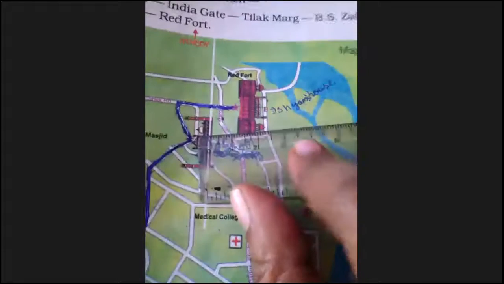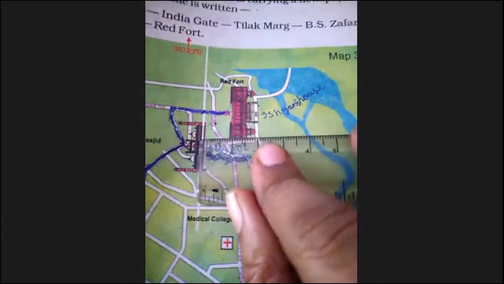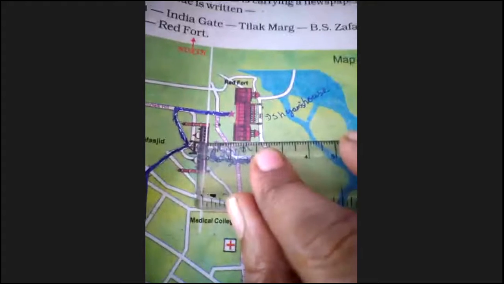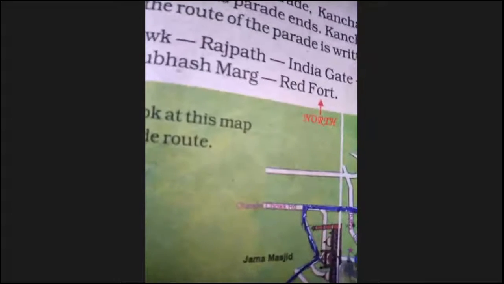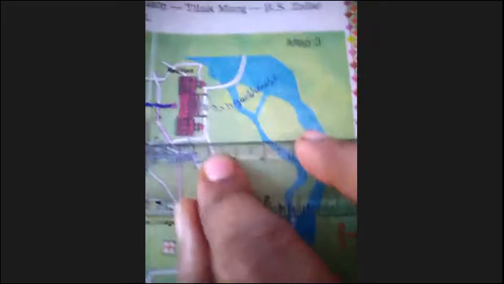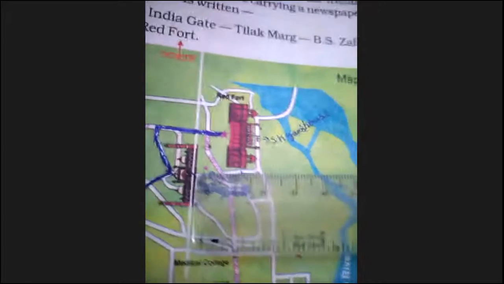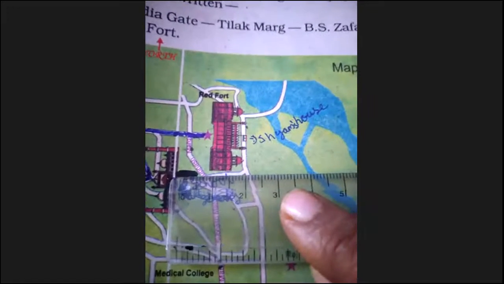See here, ma'am, here it is Jama Masjid. So from here to here it is Subhash Marg. Is it clear to all of you? This part? Yes, ma'am. So from here to here, up to here, Subhash Marg.